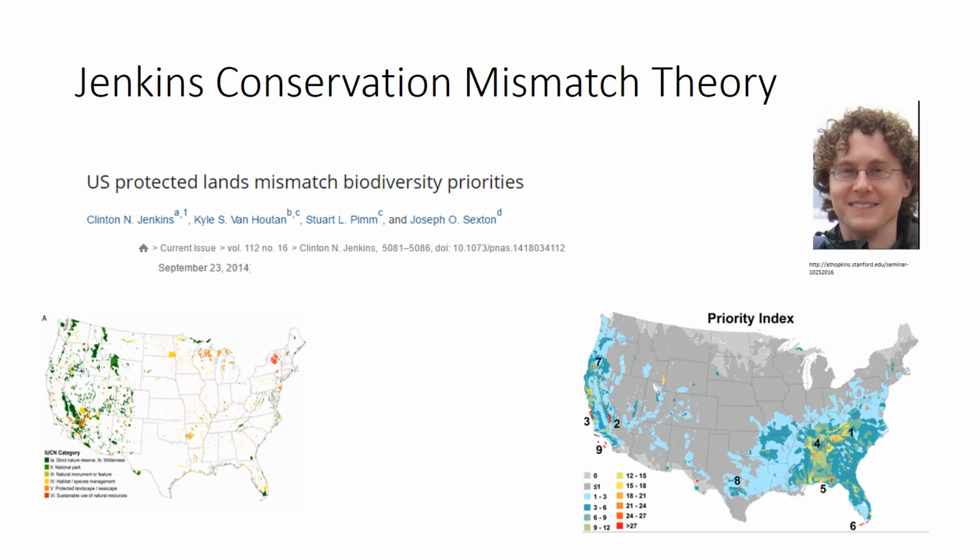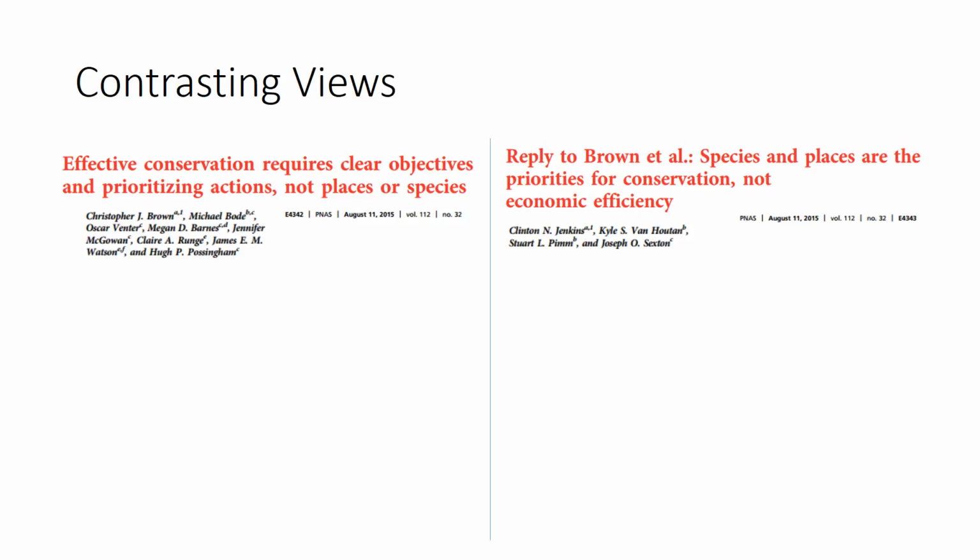On the left here, we have a map showing federally protected lands in the United States, and on the right, there is a map showing where conservation is needed in the United States by priority index. In summary, Jenkins goes on to say that failure to do conservation could mean the extinction of the country's unique species. This is met by contrasting views.